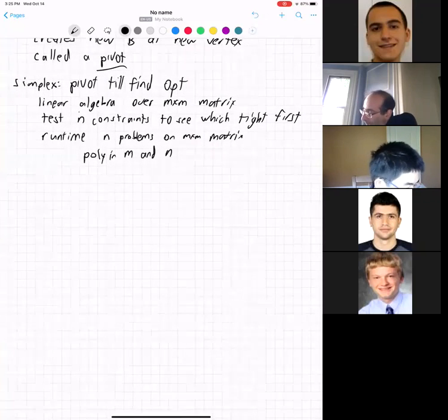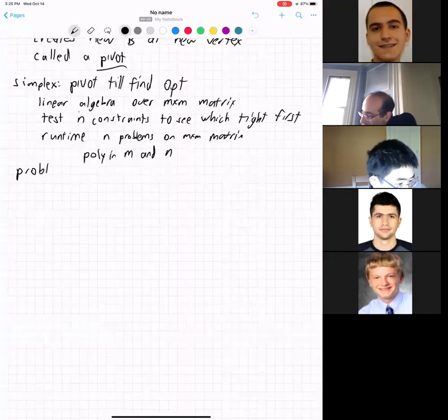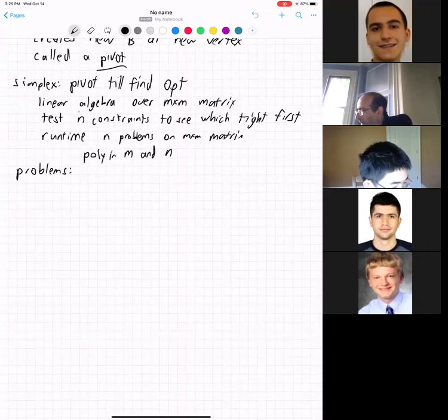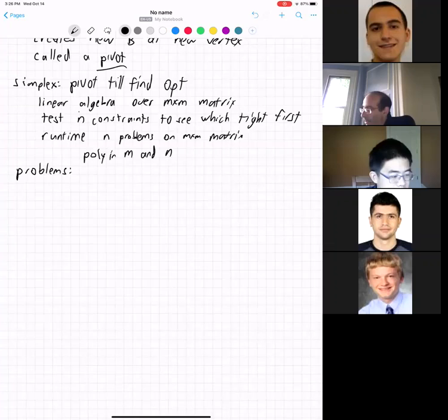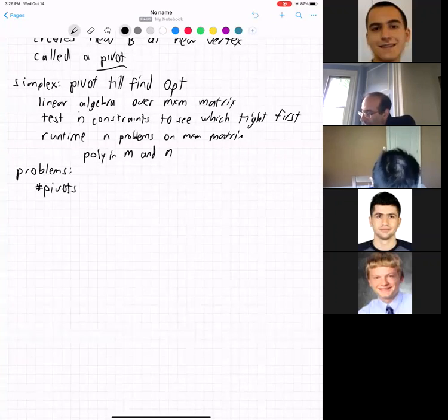But sadly, some things can go wrong with this approach of pivot, pivot, pivot until you're done. There are some details that I didn't fill in. Anybody wondering about some details? How many times do we need to pivot? Okay, so there's the number of pivots. I'll come back to that one. Let me ask about other details.